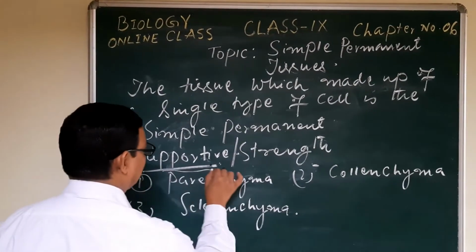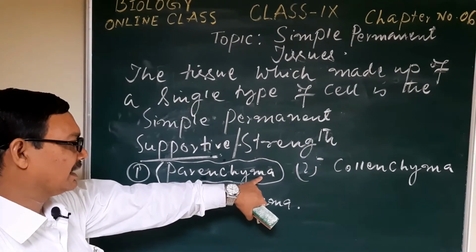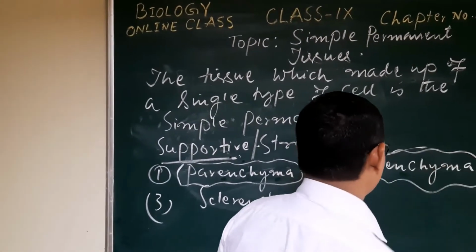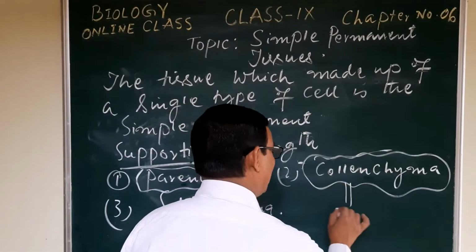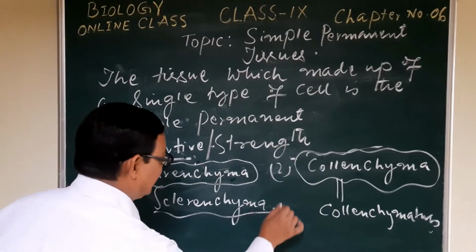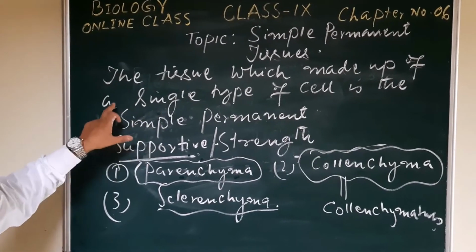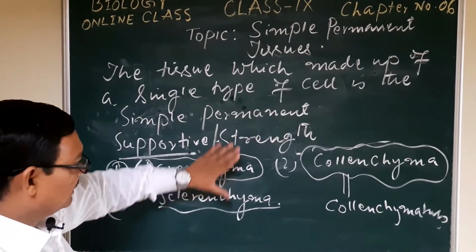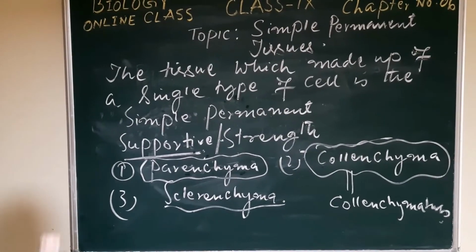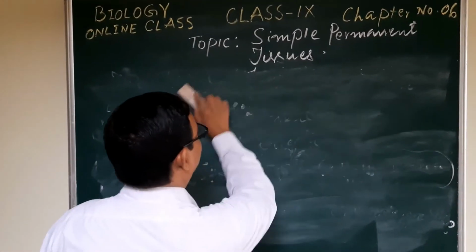All the cells of this tissue are similar; it is made up of a single type of cell, and that cell is the parenchymatous cell. Similarly, here is also a single type of cell, the collenchymatous cell, and here the sclerenchymatous cell. So it is now very clear that a simple permanent tissue is made up of a single type of cell, and from the supporting point of view it is of 3 different types: parenchyma, collenchyma, sclerenchyma. Now look at these 3 different types of tissues with their structure and function.